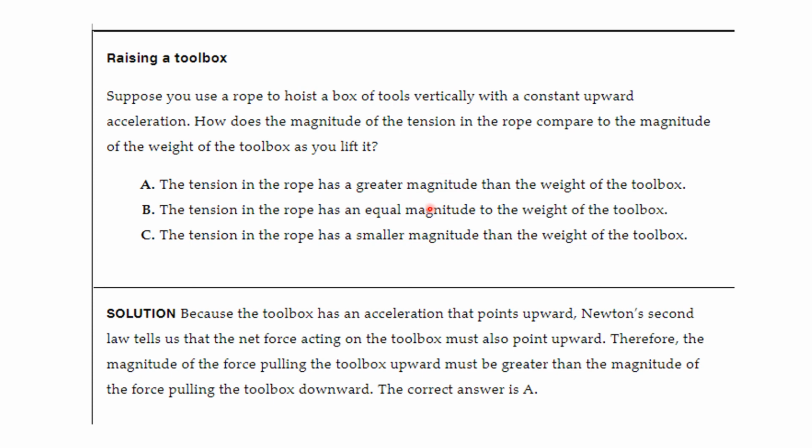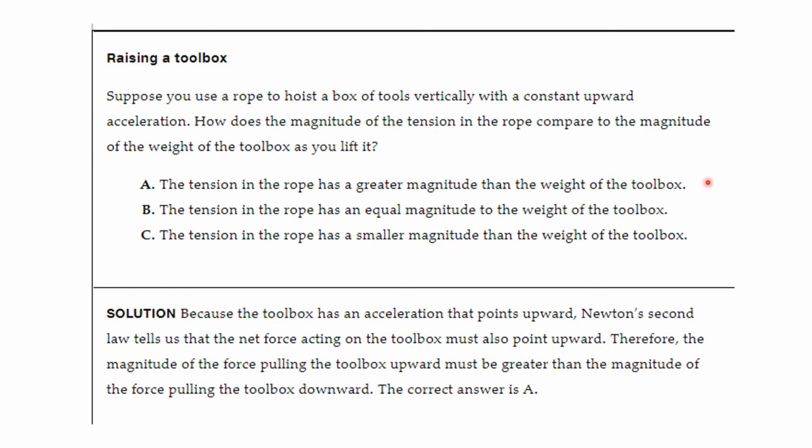Kind of a qualitative thing. Again, I'm not going to be giving you these kinds of questions. If we're doing this in a classroom, I might do a poll just to see if you are feeling good with the concepts. This is about raising a toolbox. Suppose you use a rope to hoist a box of tools vertically with a constant upward acceleration. Workers sometimes do this if somebody is at the top of a chimney caulking the brick. They might have an assistant put some tools in a box and use a rope to haul it up vertically. How does the magnitude of the tension in the rope compare to the magnitude of the weight of the toolbox as you lift it?